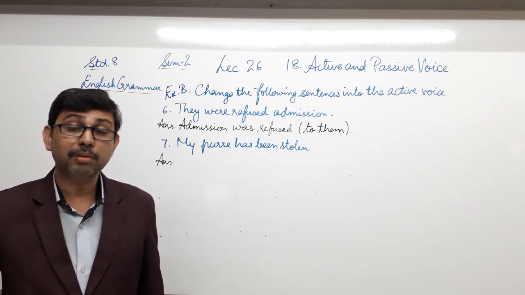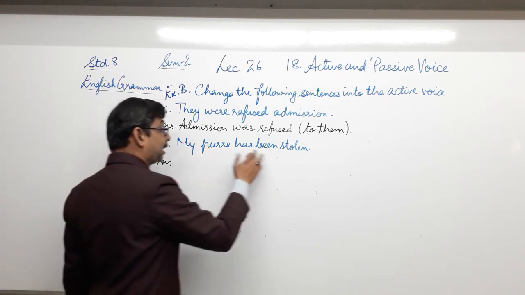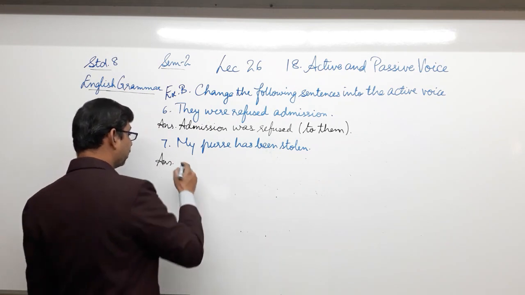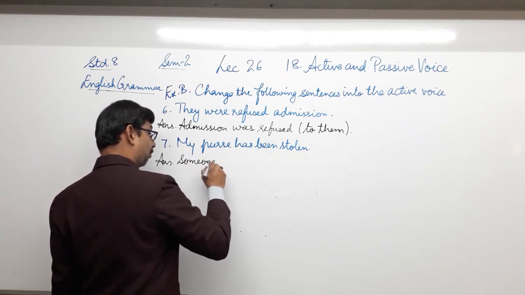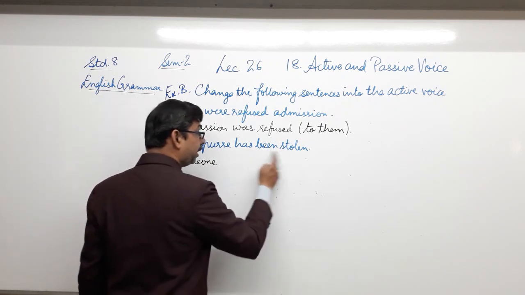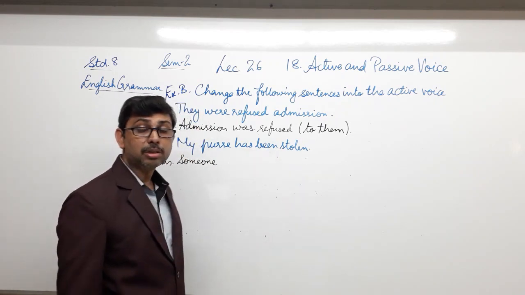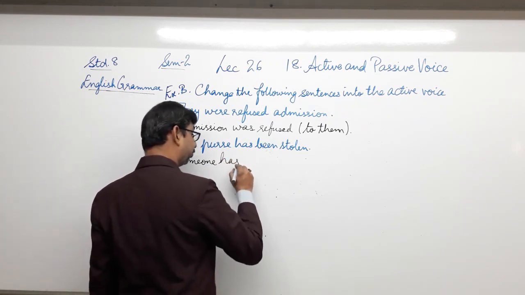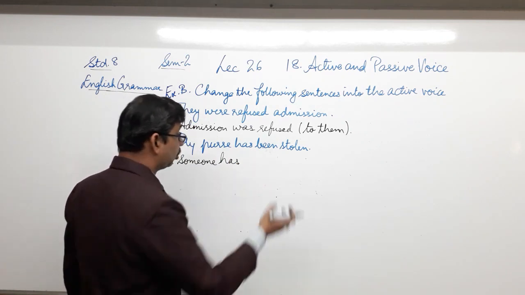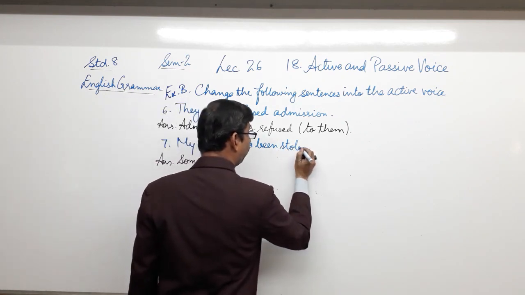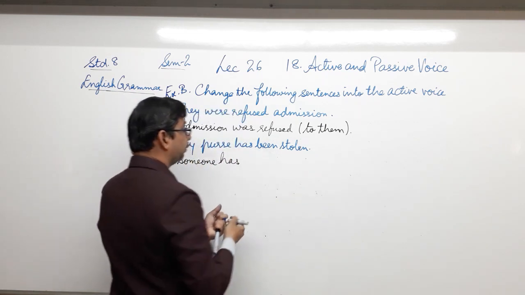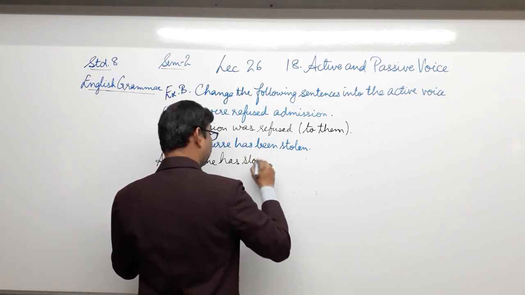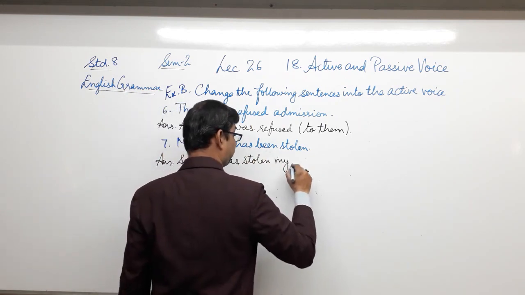Well, we had a similar sentence when we were understanding the examples. My purse has been stolen by someone. If I take that by someone and start over here, I will be getting my answer as someone. And the tense given to me is has been stolen, which is in the present perfect tense. Therefore, I need to maintain the same tense in the active voice. Someone has stolen. Steal, stole, stolen. Stolen is the past participle form of the verb, already given to us. Someone has stolen my purse.